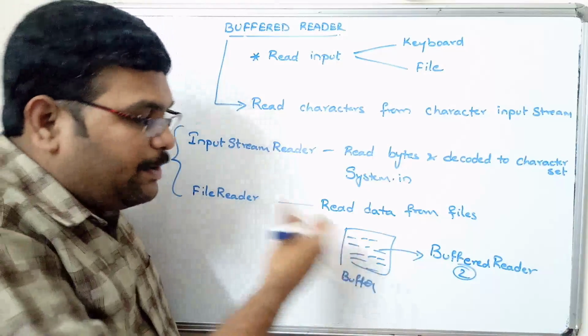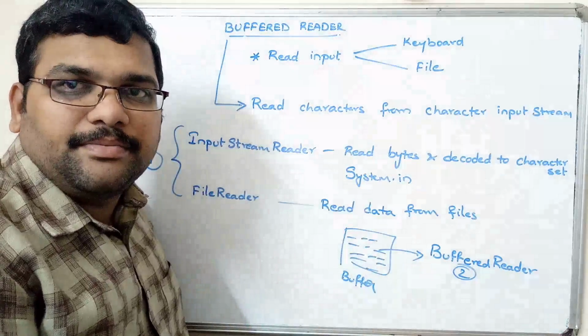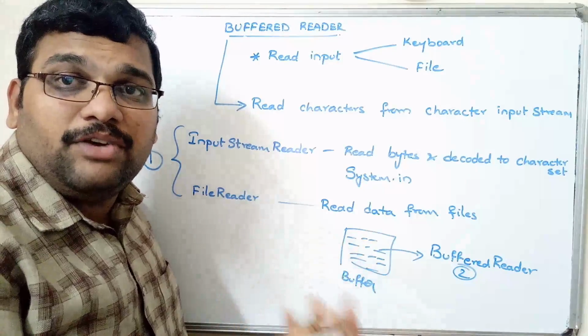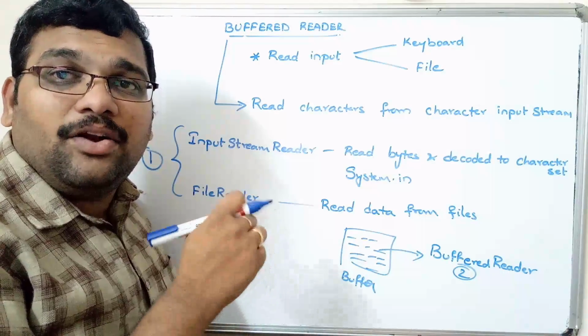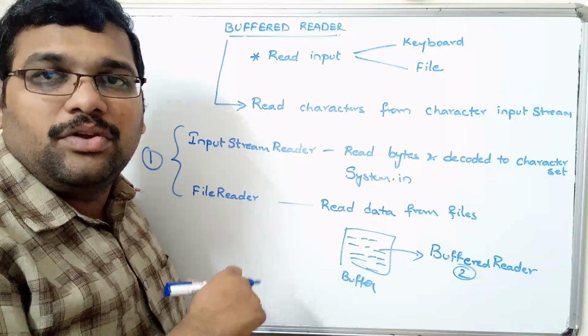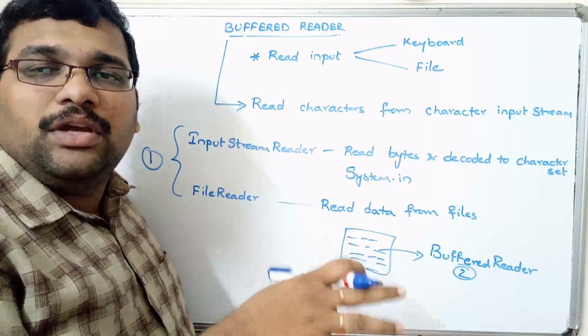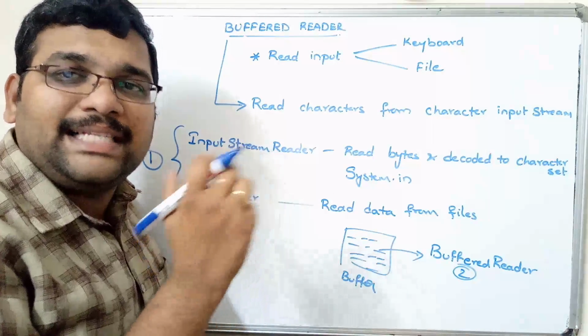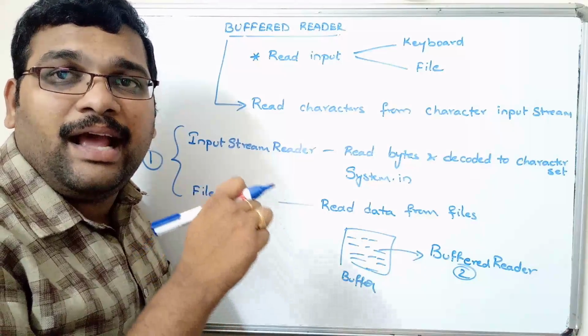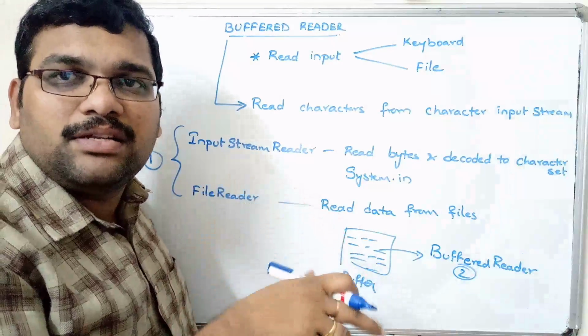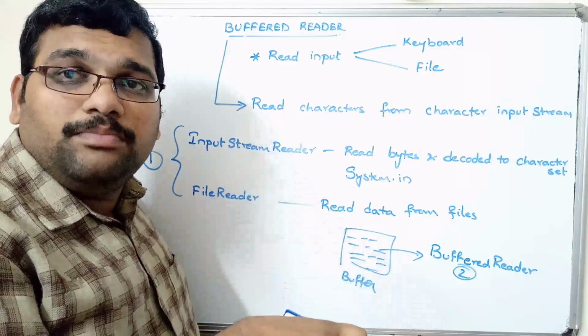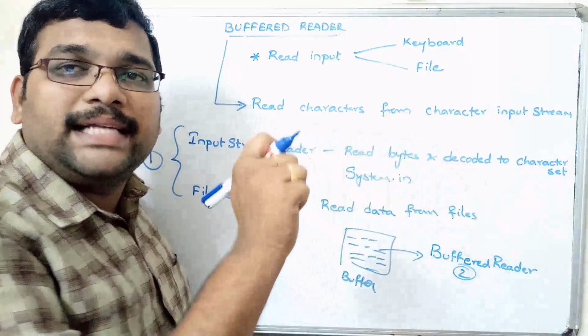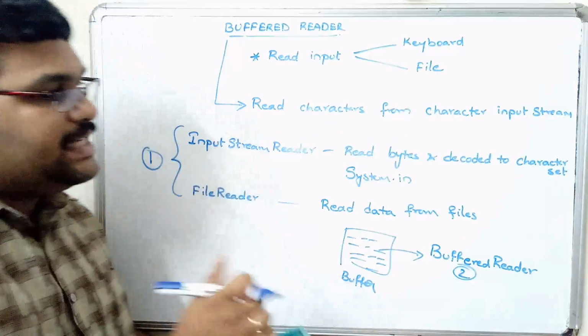So we can access this buffer by using an object, right? In the previous session we said a class cannot invoke the methods. In order to invoke or access the methods, we have to create an instance of that class, that we call an object. So first we have to create an object, then through that object we access the methods. So let us see one by one.